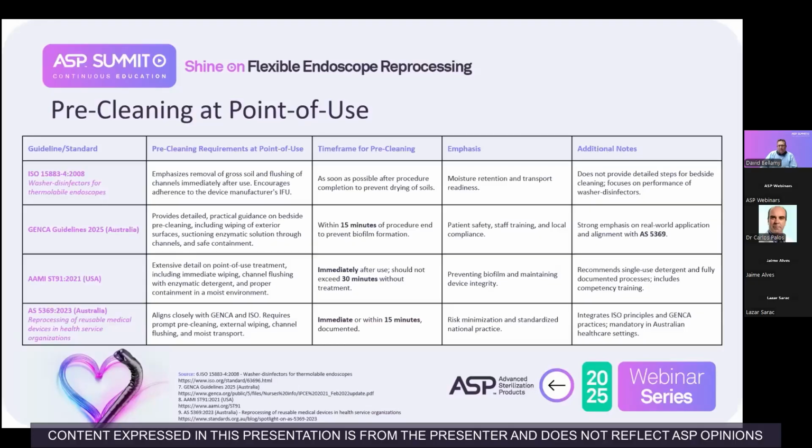So in summary, all four promote effective pre-cleaning at the point of use. It is universally recognised as essential to prevent biofilm formation, ensuring patient safety and protecting the integrity of endoscopes. ISO 15883 provides the foundation for how AERs are used, and the others offer more detailed, actionable guidance with stricter timeframes and clearer accountability for bedside practice.